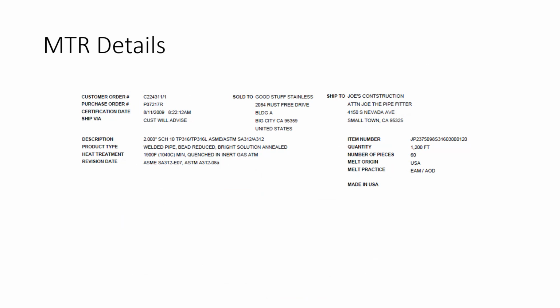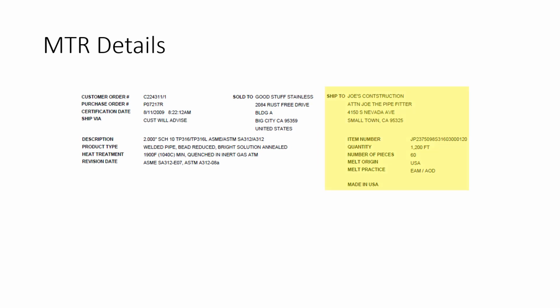As you can see here, along the top portion of the general information is the order and shipping information. Below that is a description of the material. Along the left side it indicates the size and type of material, heat treatment if any, and the addition of the ASME and ASTM standards it complies with. The prefix SA indicates that this is an ASTM standard that has been proven and accepted and maybe even modified by ASME.